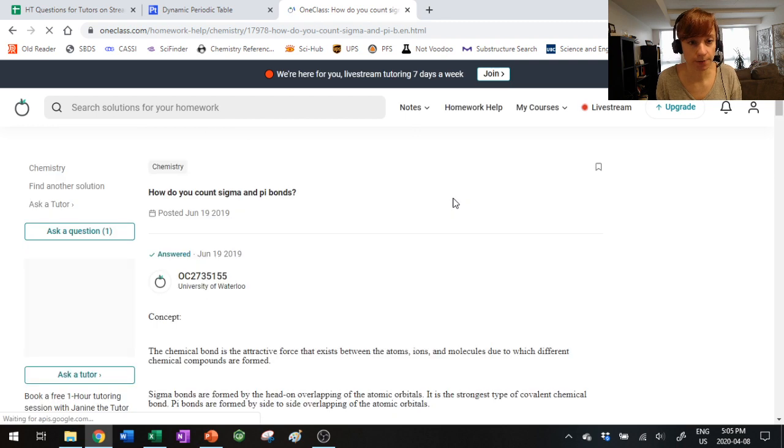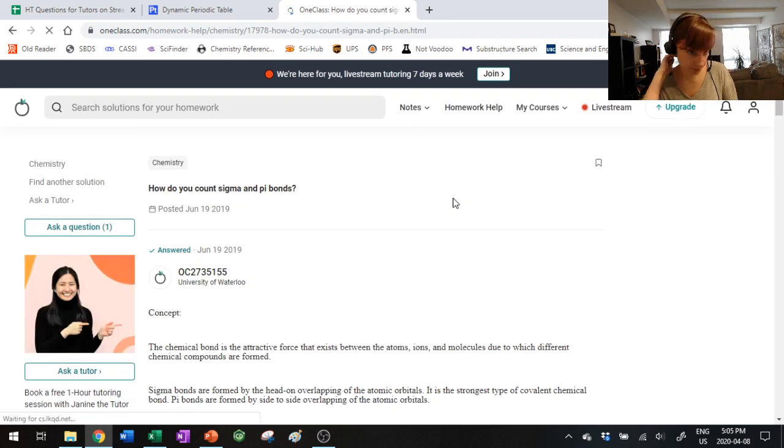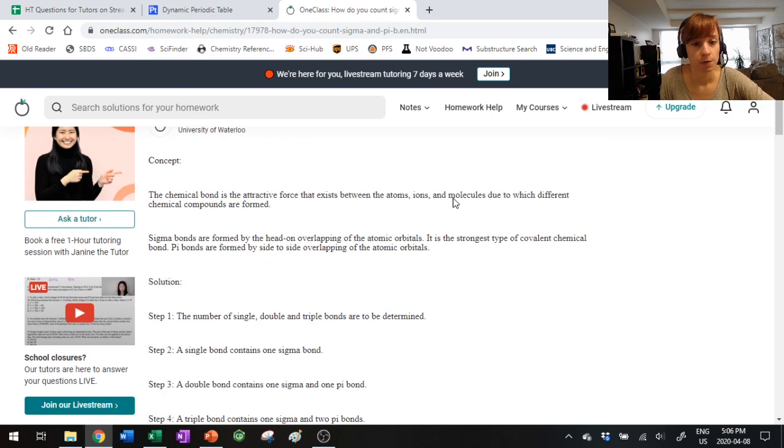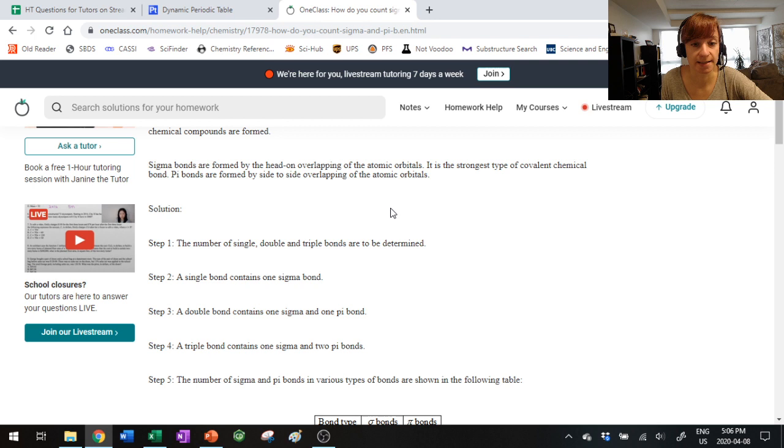So the next question is, how do you count sigma and pi bonds? A chemical bond is the attractive force that exists between atoms, ions, and molecules, due to which different chemical compounds are formed. Pi bonds are formed by side-to-side overlapping of atomic orbitals. So a sigma bond is like this, whereas the pi bonds are on top of each other like this, floating.